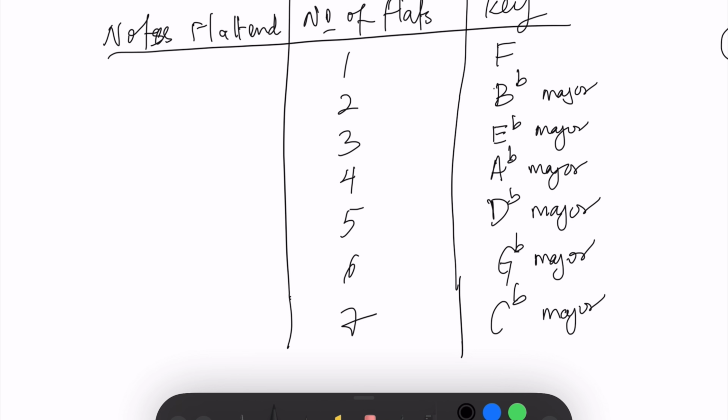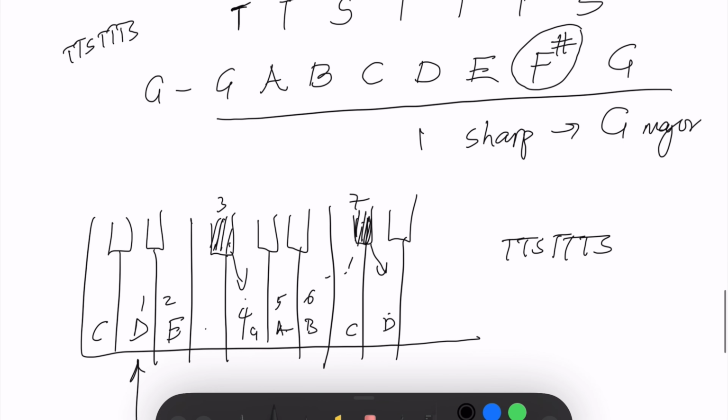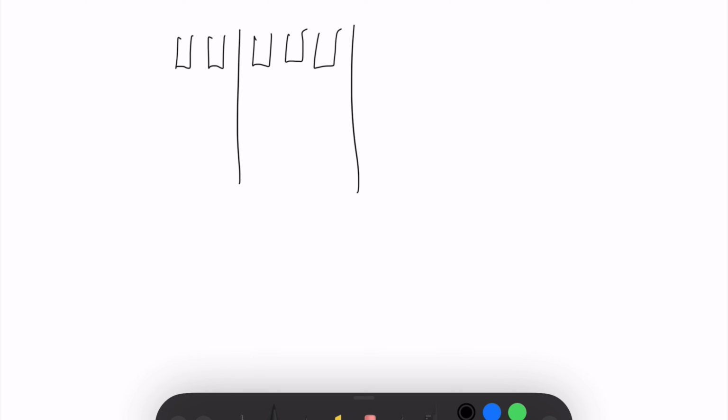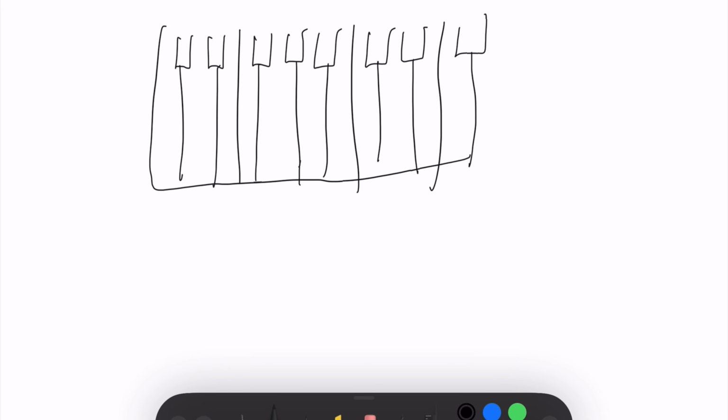Now let's see again why 1 flat is F. The way to do that is to go to our dummy keyboard and use the same formula: tone, tone, semitone, tone, tone, tone, semitone. This is our dummy keyboard. Again, I will move a bit faster because we've seen this process before a few times now. We have C, D, E, F. So our starting point will be here.